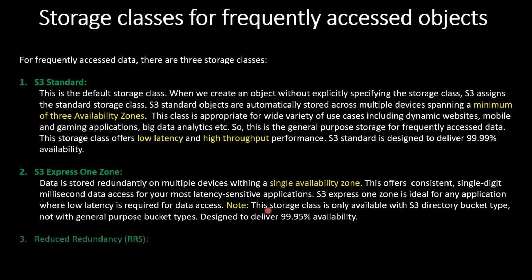And note that this storage class is only available with the S3 directory bucket type, not with general purpose bucket types. We will see what the directory bucket type is in later videos. And it is designed to deliver 99.95% availability.